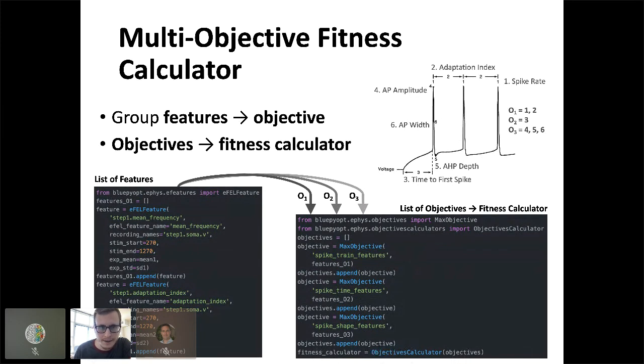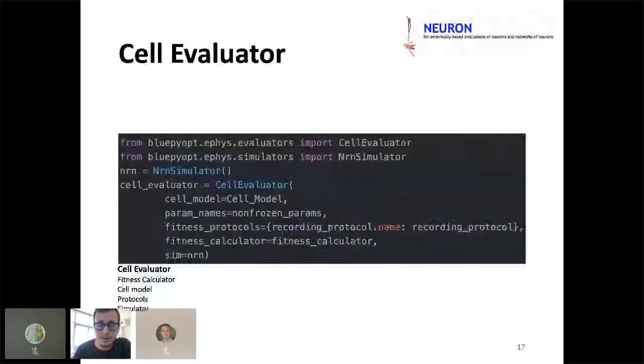So that fitness calculator then gets inputted into the cell evaluator, along with the cell model template, a list of parameters that are not frozen, the recording protocols, as well as the simulator. And it's at this step where you'll also want to instantiate the neuron simulator and input that into your cell evaluator.